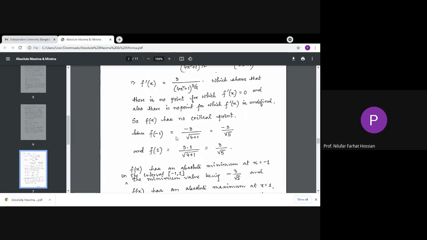f of minus 1 becomes minus 3 by root over 5, and f of 1 is 3 by root 5. This will be the minimum value of the function, and this will be the maximum value of the function. Because there cannot be any other maximum or minimum in this function, because there is no critical point here. So the minimum value is occurring at x equal to -1, and the maximum value is occurring at x equal to 1.